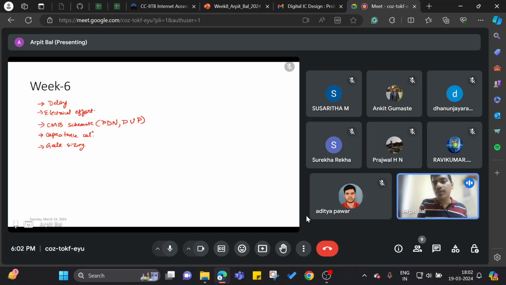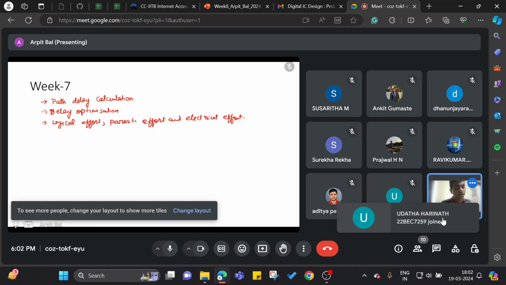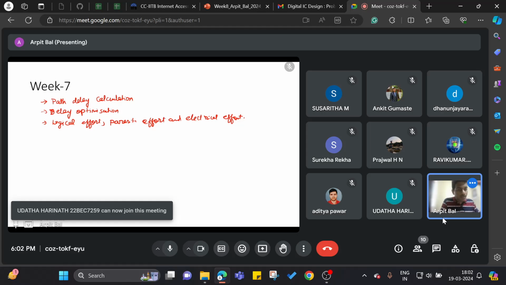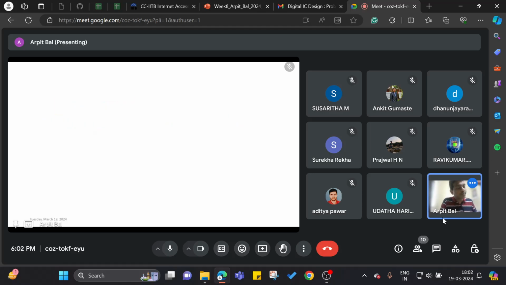In week 6 we did questions related to delay, electrical effort, and how to design a CMOS schematic given a particular Boolean equation. Okay, then we did some questions related to capacitance calculation and gate sizing. Then in week 7 we did questions related to path delay calculation and delay optimization. Then a few questions related to parasitic effort, logical effort, and electrical effort.